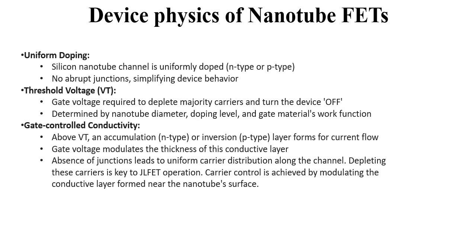Next is the threshold voltage. We have to keep the gate work function in such a way that the device turns off and turns on properly, because threshold voltage is a very important factor while you are designing a device. So we have to select the gate work function, diameter and doping level very delicately to optimize the threshold voltage.